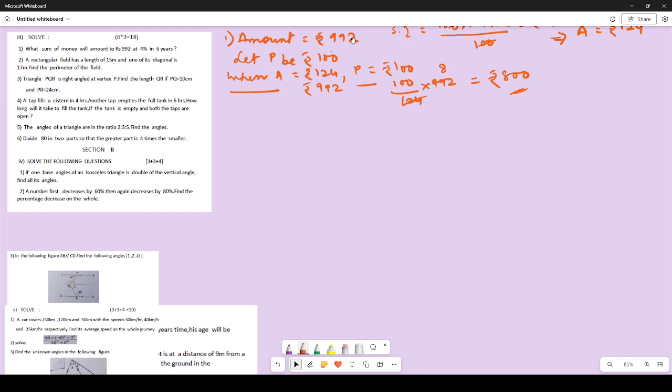Many of you took this as the principal. No, this is given. What sum of money will amount to rupees 992? That is what you are supposed to show over here. Now let us take up the next question.